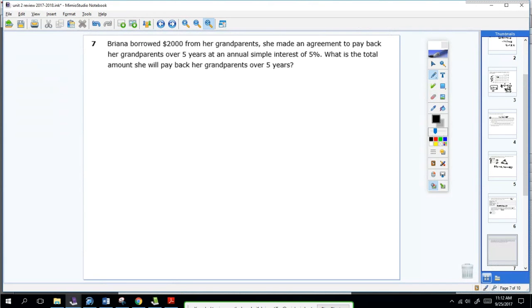Okay, 7. Brianna borrowed $2,000 from her grandparents. She made an agreement to pay back her grandparents over 5 years at an annual simple interest of 5%. What's the total amount, keyword total amount, she has to pay back her grandparents? Well, this is simple interest. My simple interest formula is I equals P times R times T.